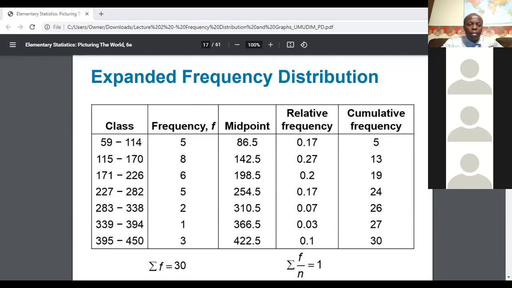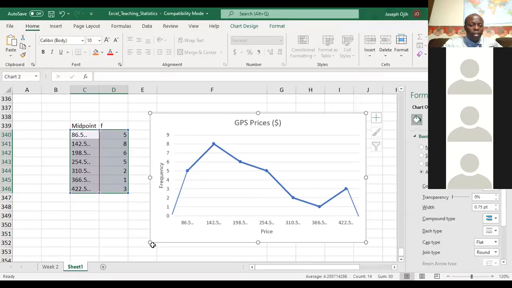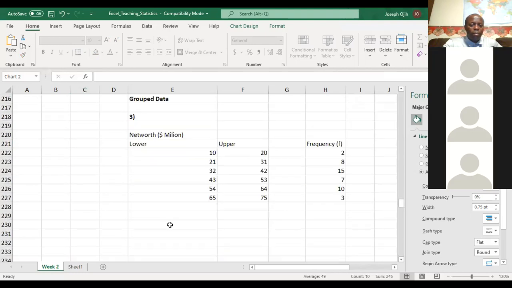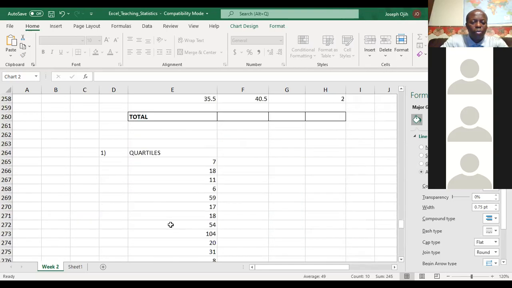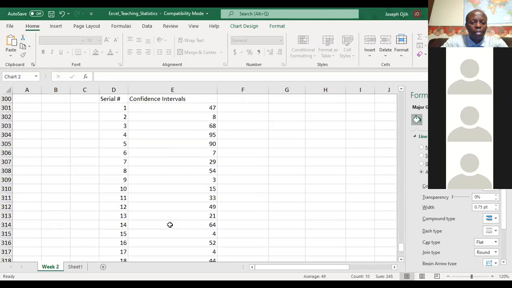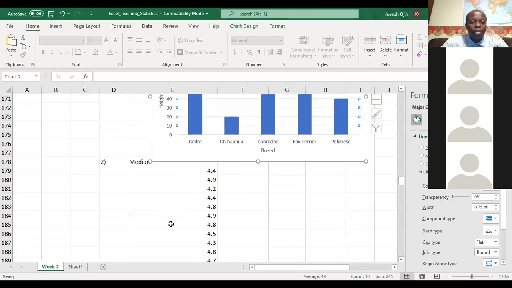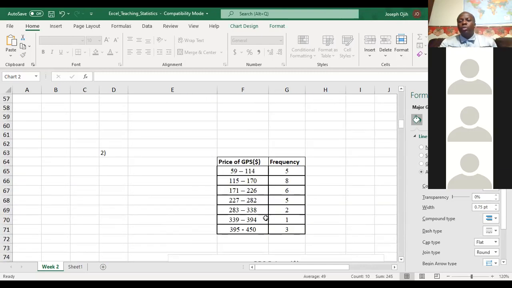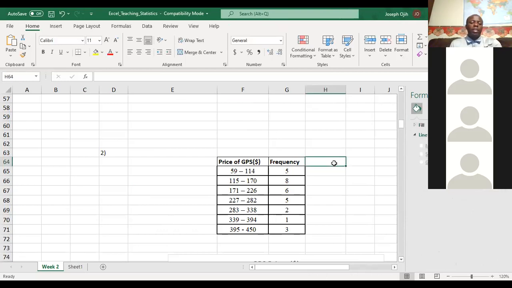Let me see on Excel. So I think in the second sheet, yeah, it should be there. Okay, let's see. I think I have it somewhere. I entered it before, I believe. Yep, this is where you have it. So let us get the cumulative frequency here. Now I want to show you in Excel, you can get it faster. Cumulative frequency. Okay. Remember the first one stays the same. Put 5 here.